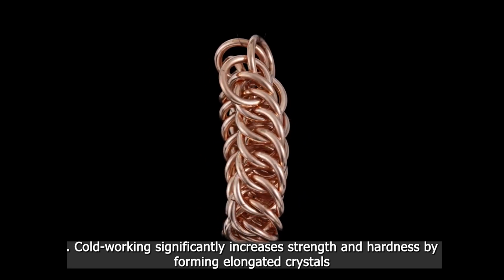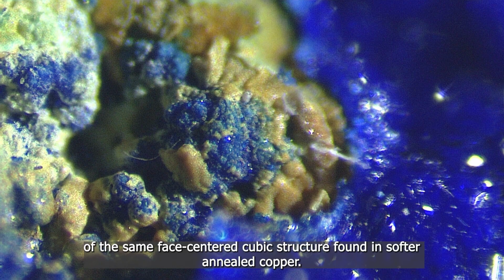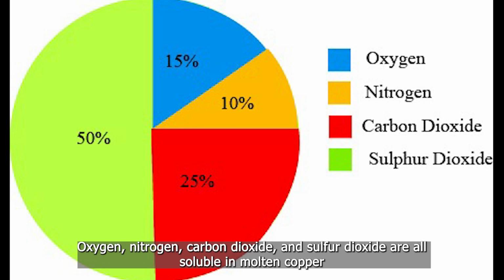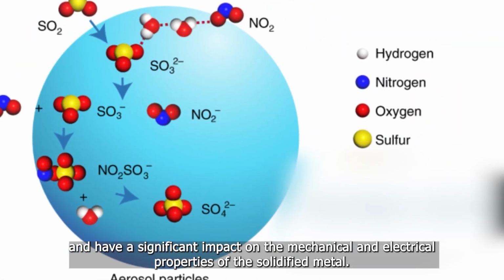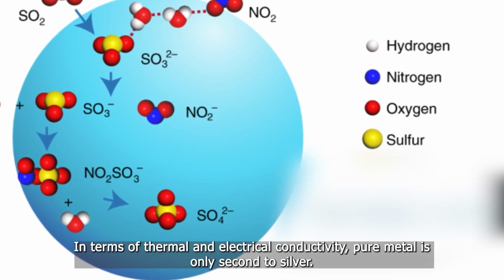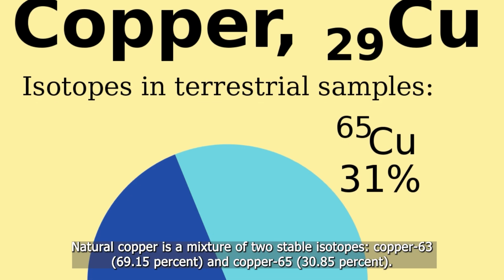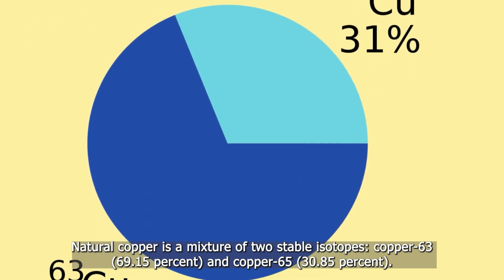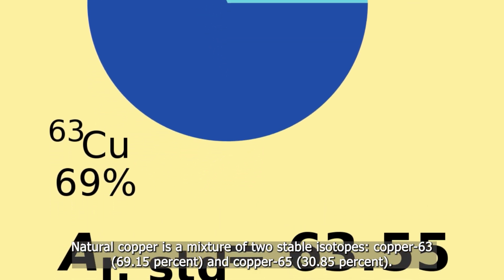Cold working significantly increases strength and hardness by forming elongated crystals of the same face-centered cubic structure found in softer annealed copper. Oxygen, nitrogen, carbon dioxide, and sulfur dioxide are all soluble in molten copper and have a significant impact on the mechanical and electrical properties of the solidified metal. In terms of thermal and electrical conductivity, pure metal is only second to silver. Natural copper is a mixture of two stable isotopes, copper-63 at 69.15%, and copper-65 at 30.85%.